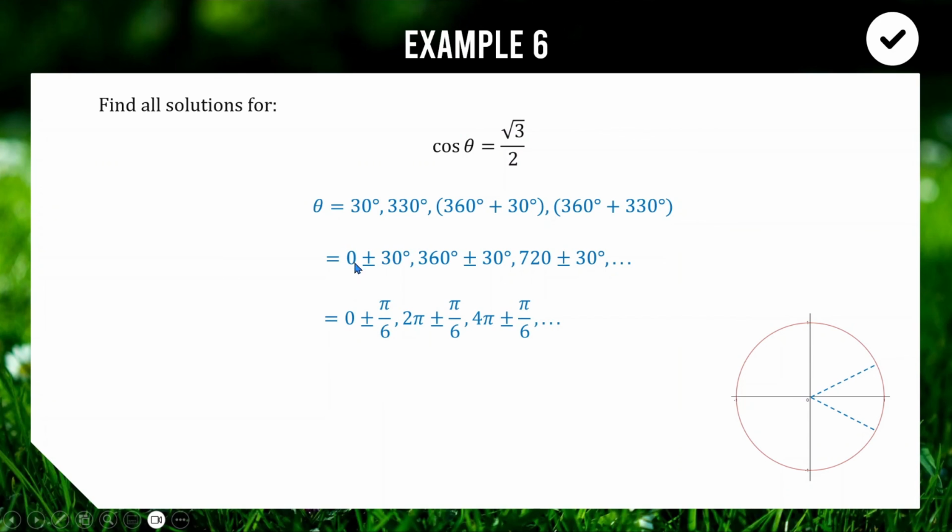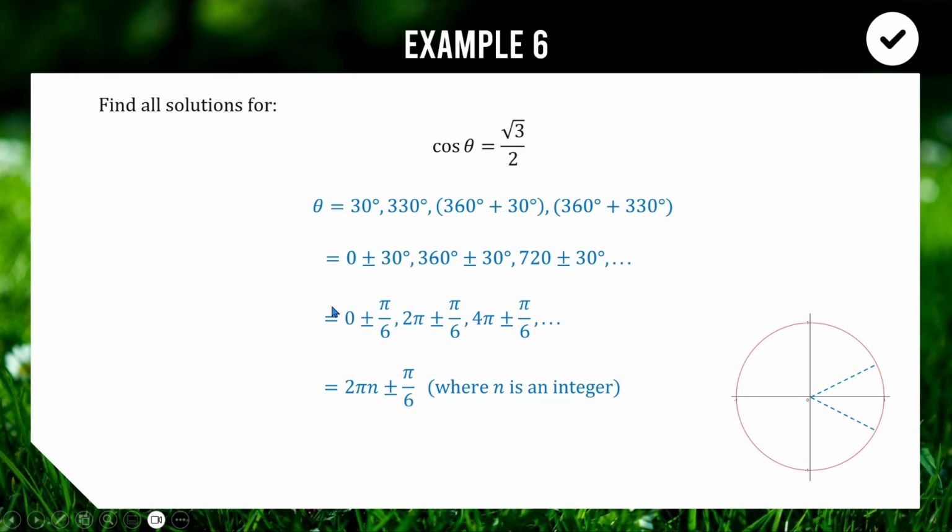So we could have 0 plus or minus, turning it into radians now, because we're in year 12 and we do real maths, 0 plus or minus pi on 6, 2 pi plus or minus pi on 6, and so on and so forth. So the clever way of writing this is we're going to be doing all the multiples of 2 pi, but then plussing or minusing pi on 6. So we can write that as 2 pi times n plus or minus pi on 6, where n is a whole number.